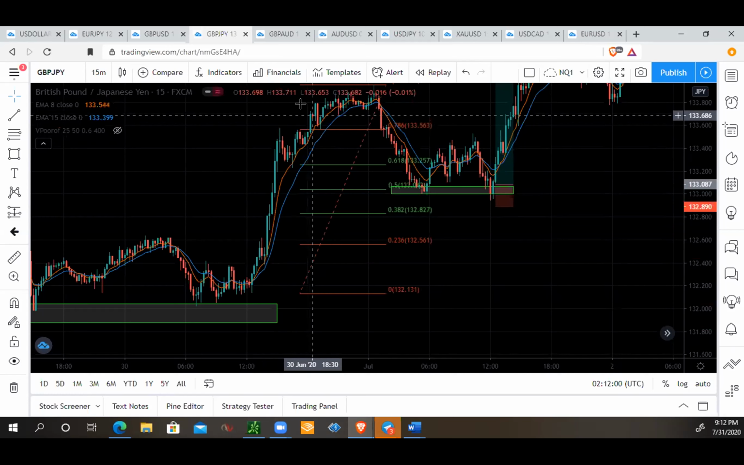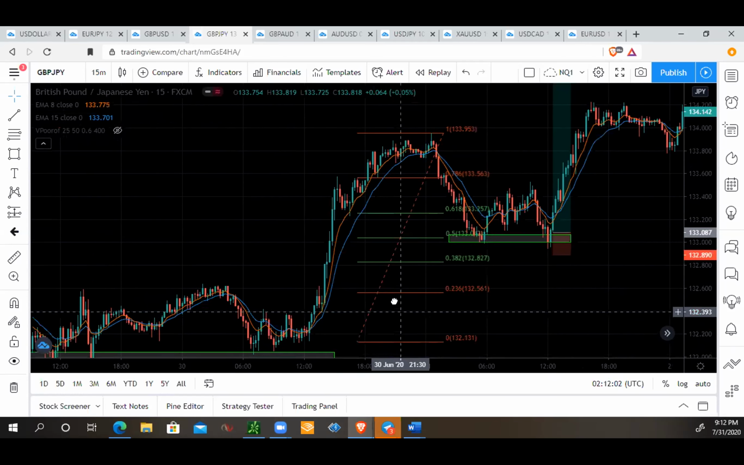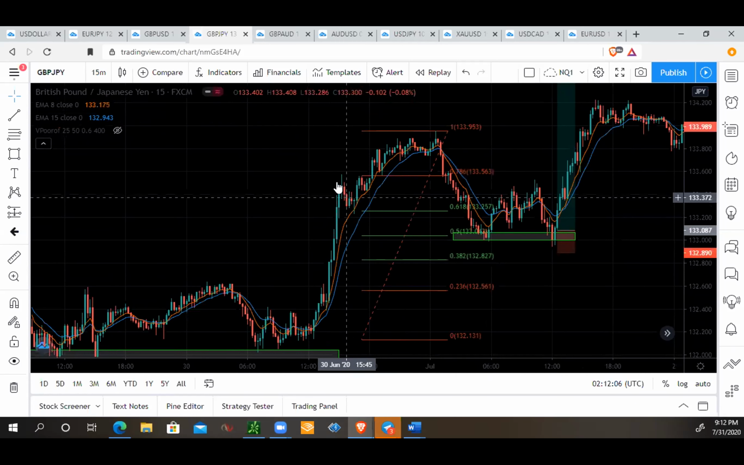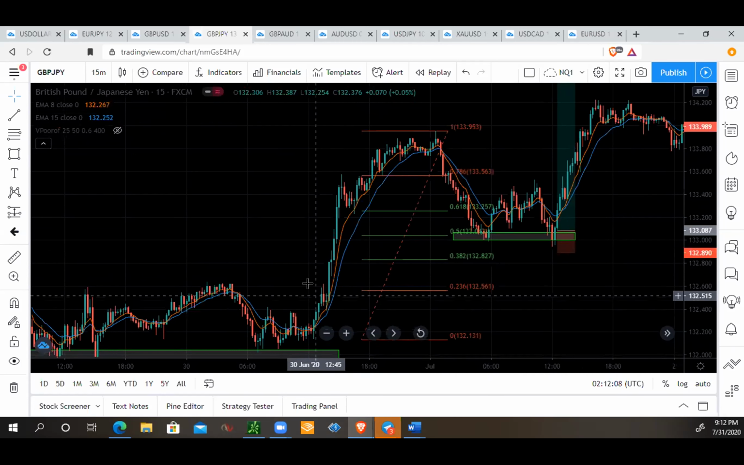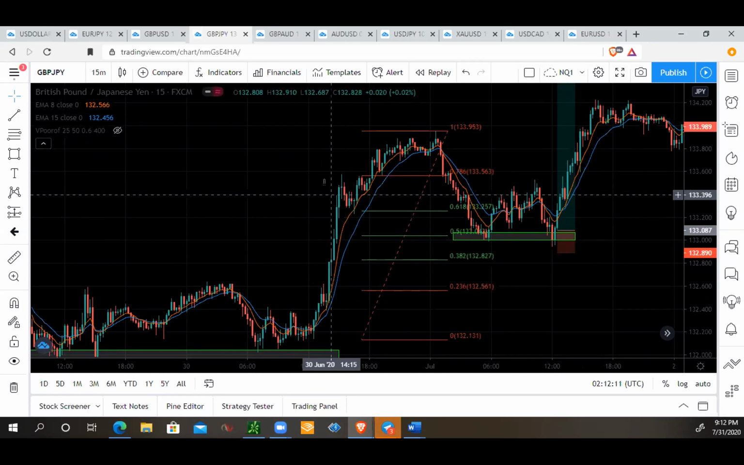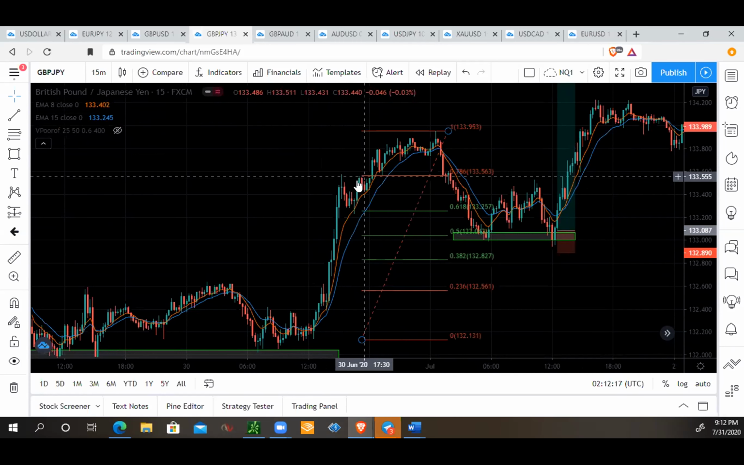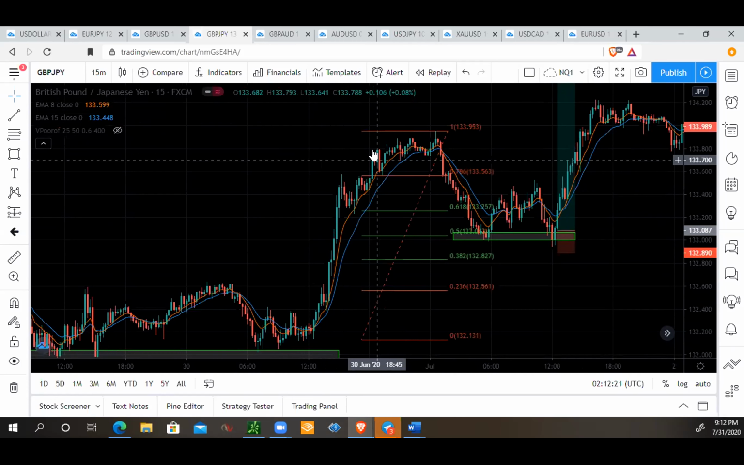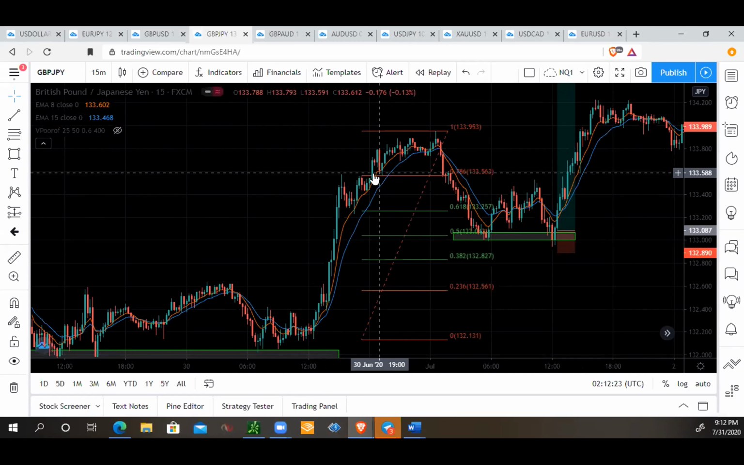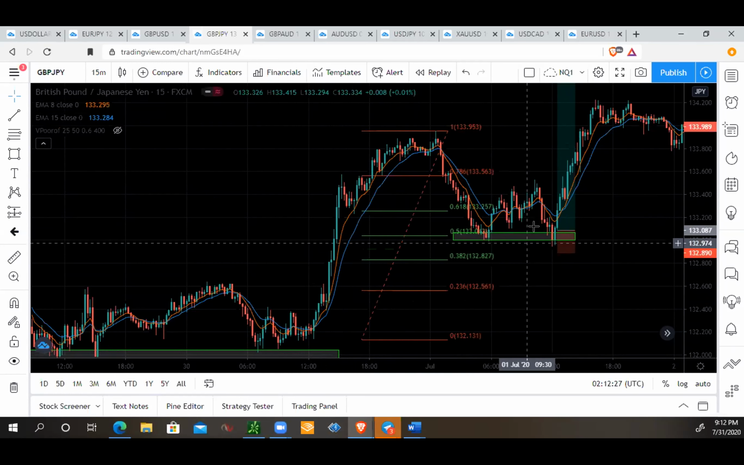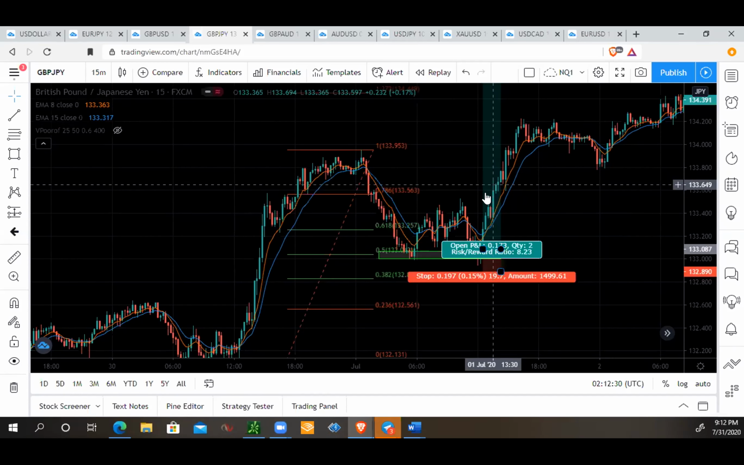Here's a pullback. Even if you just want to look at the color of candles, you want to look at two things: rejection wicks and the color change. So when you've got green candles going up and you get a series of red candles, as soon as you get that hold, you re-enter again. Here's some more, two or three red candles. You get a hold, enter again. Here's a big red candle and a hold, enter again. And here's your 50%, enter again.